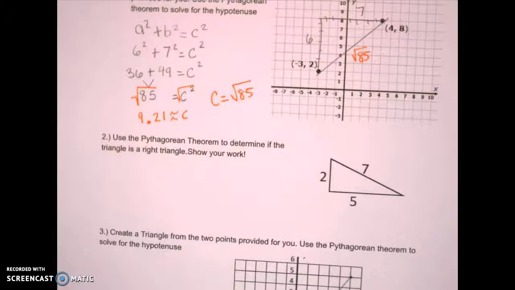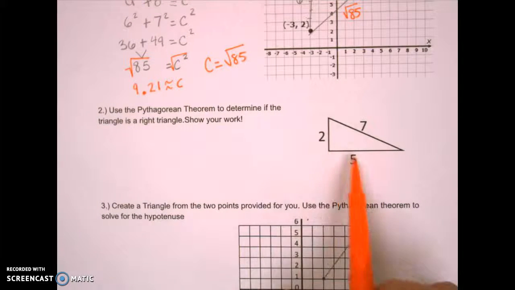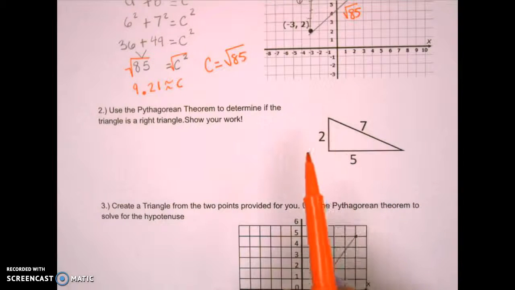Moving on to the second one, it says use the Pythagorean theorem to determine if the triangle is a right triangle and show your work. So basically this means I need to prove that these two legs, squared and added, equal the hypotenuse squared. If it does, then it's a right triangle. If it does not, it means it's not a right triangle.